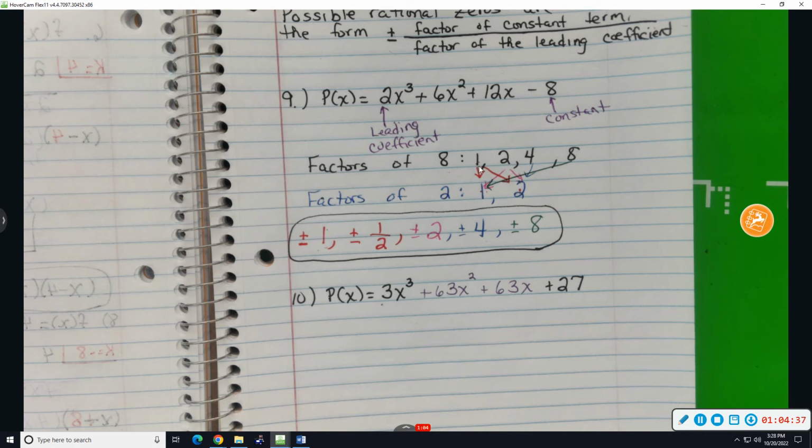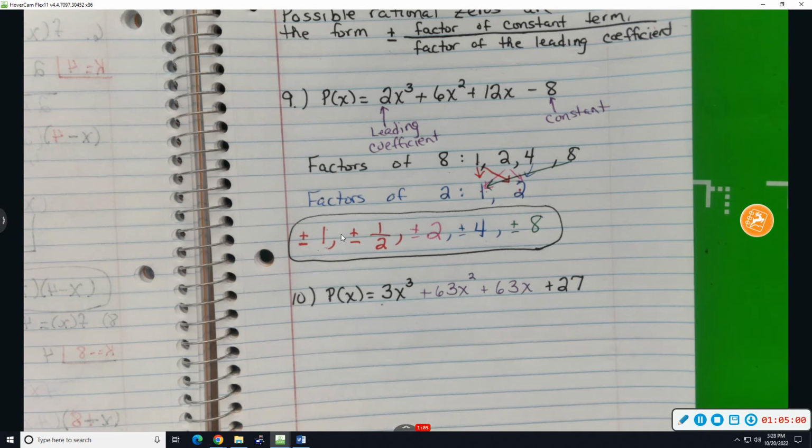I didn't just go largest to smallest, like 1, 2, 4, 8. If you went 1, 8, 2, 4, it doesn't matter. Smallest to largest, but it really doesn't matter. Either way, you'll get these same answers. The plus-minus values are the answer here.